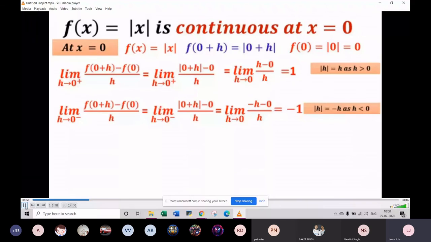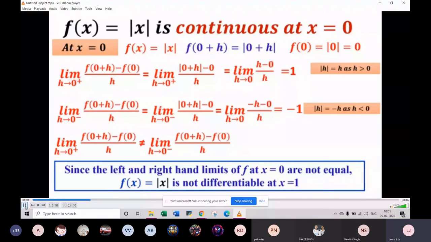It is minus 1. So what does it mean? The left-hand limit is not equal to the right-hand limit. So that means the function is, at the top, that every continuous function need not be differentiable. Every continuous function need not be differentiable.